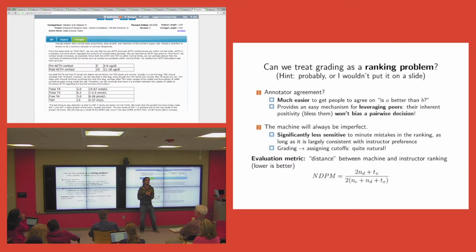Annotator agreement. It's a lot easier to get people to agree, is A better than B, than it is to say, on a scale from 1 to 5, how good is A? And then a little bit later, okay, here's B. On a scale from 1 to 5, how good is B? It's very, very hard to get people to agree on that. And this has been shown in all kinds of different domains. In my domain, it's been shown for evaluating machine translation systems. Here's a foreign sentence. Here's a particular translation for it. What is the quality of this translation? What is the faithfulness of this translation? Give me a score from 1 to 5. People don't agree.